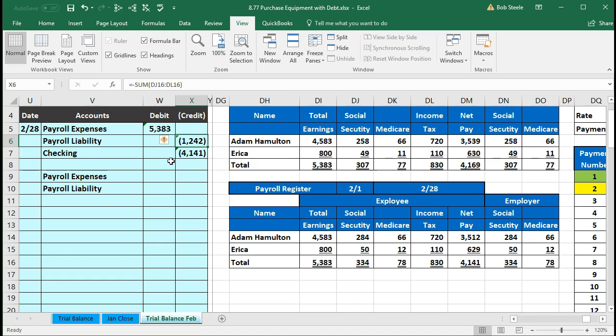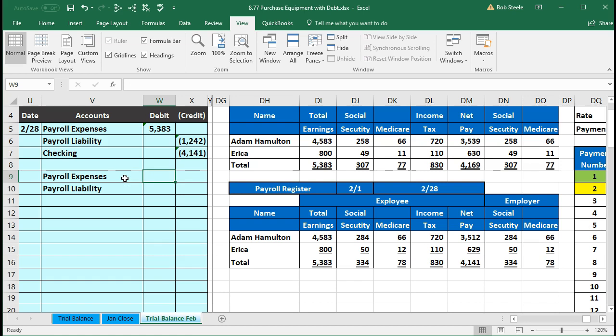Then we have the employer portion. So here's going to be the employer portion. That's going to be these two items. These are items that the employer pays on top of the total wages earned of $5,383. This is the total wages earned. These taxes are on top of the total wages. These are the actual employer taxes, which QuickBooks puts into the payroll expense, lumps them all together, and they probably should break them out, but this makes it a little bit easier.